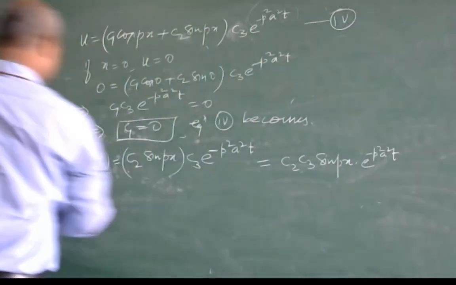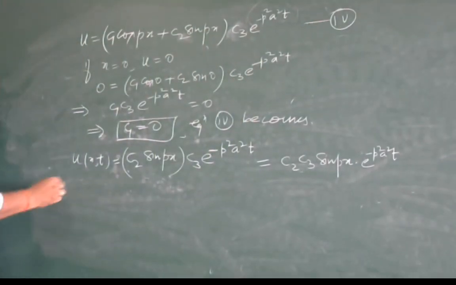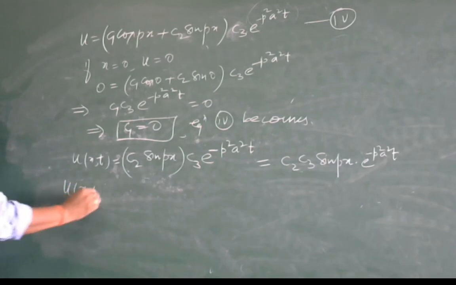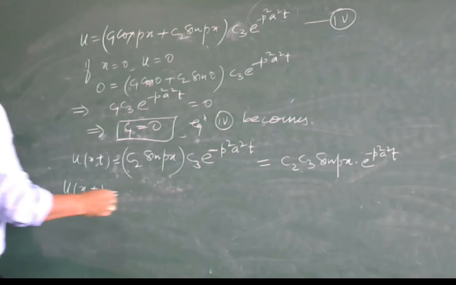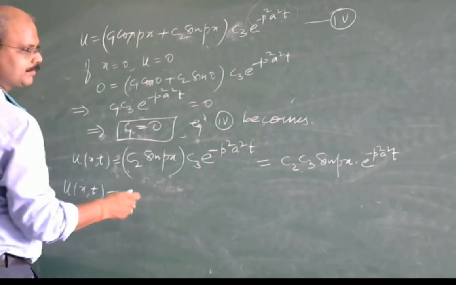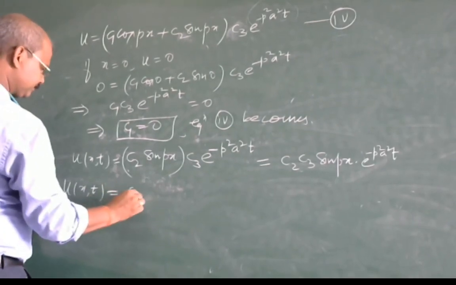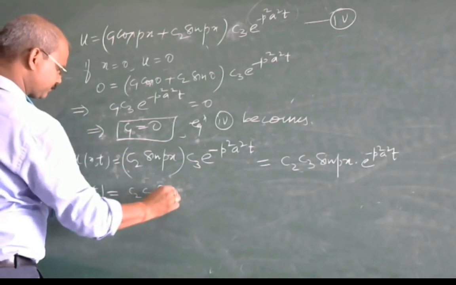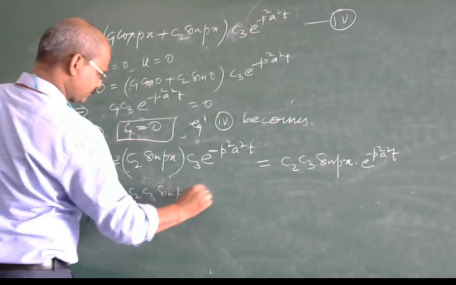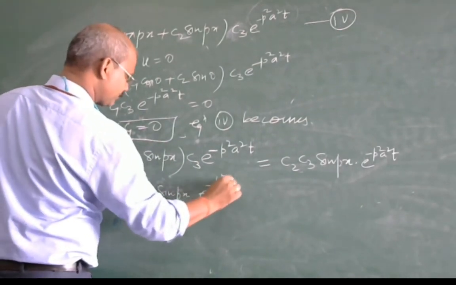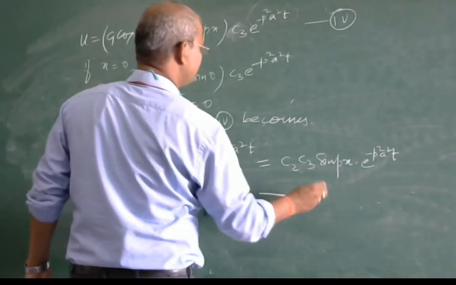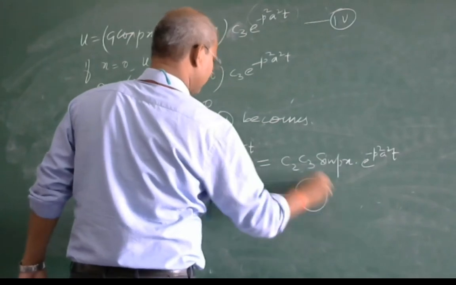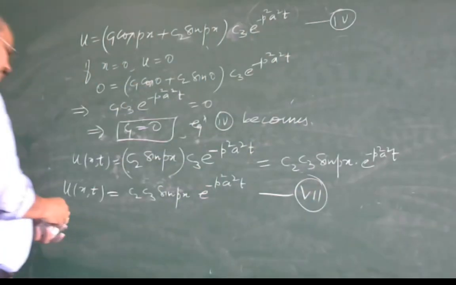So after that, u(x,t) is equal to C2 C3 ... this is equation number 7.